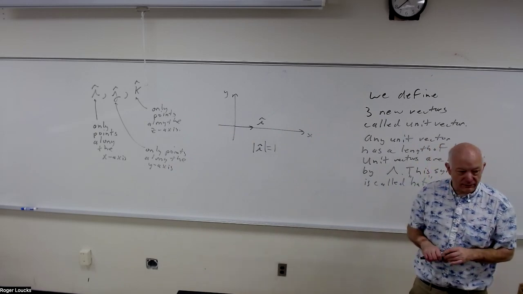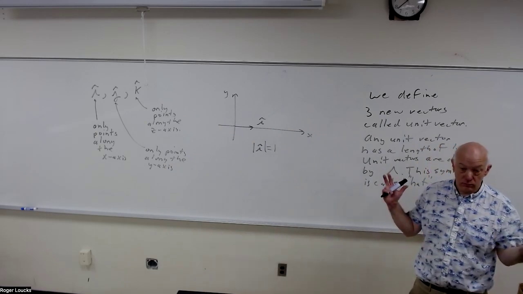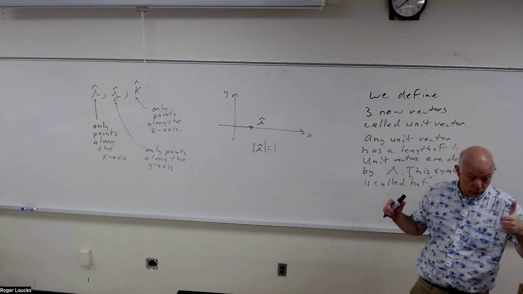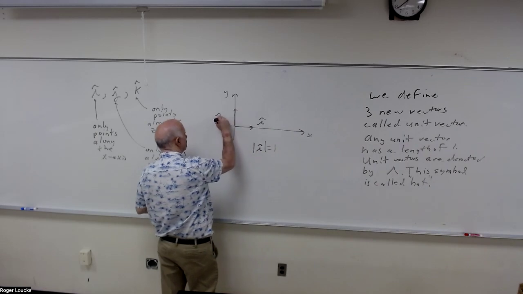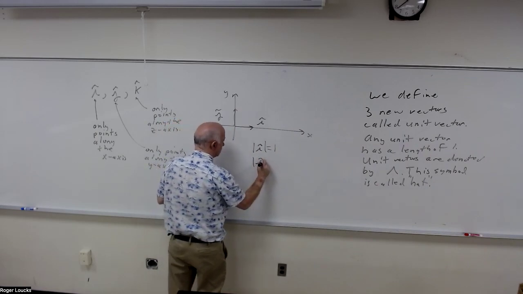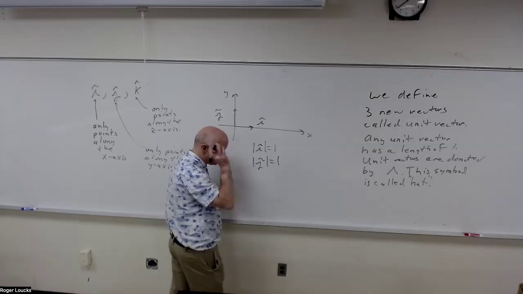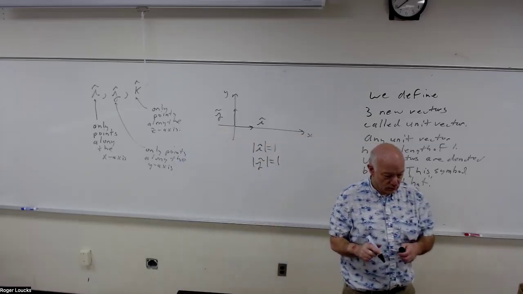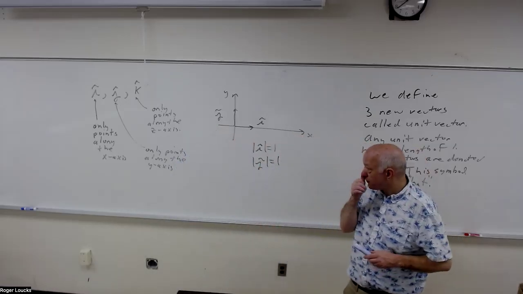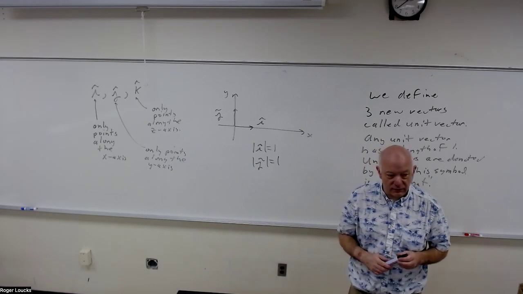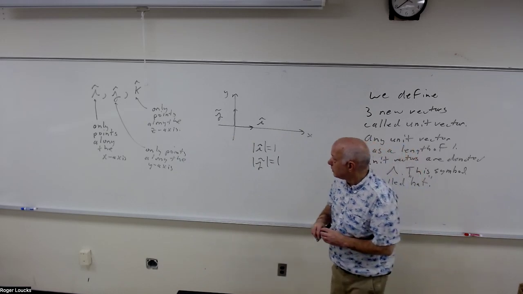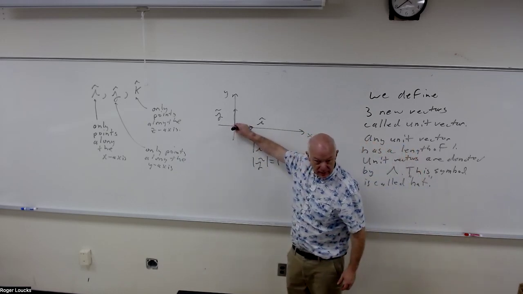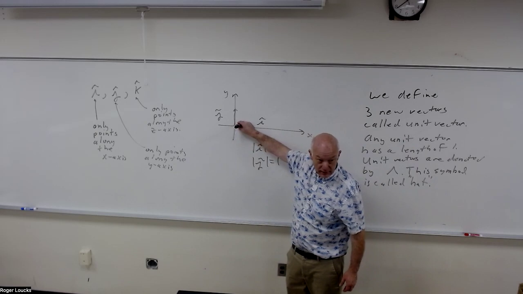Now, how does j hat have to look? By definition, it can only go along the y-axis here. This is j hat, and again, the magnitude of j hat is by definition 1. Now, if I were to put a k hat in here, how would the z axis go? It'd be like that. That'd be the z axis. And how would k hat have to go? Along that axis as well.